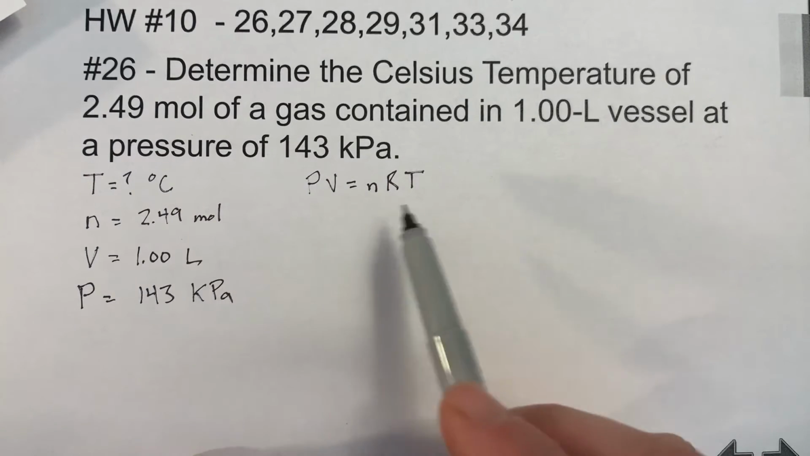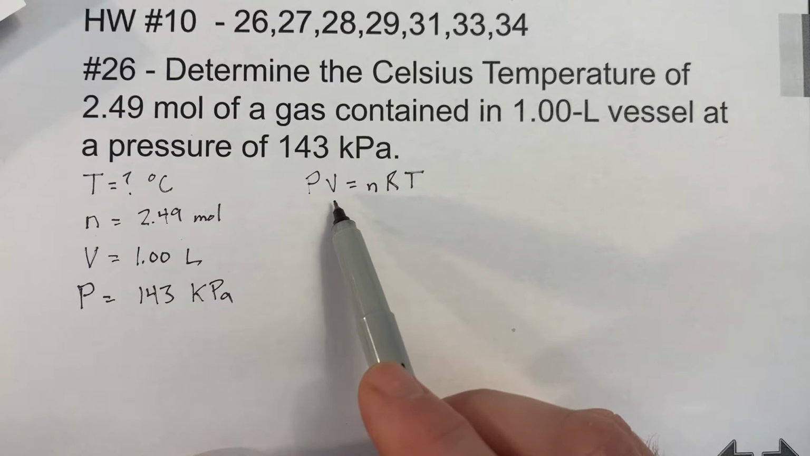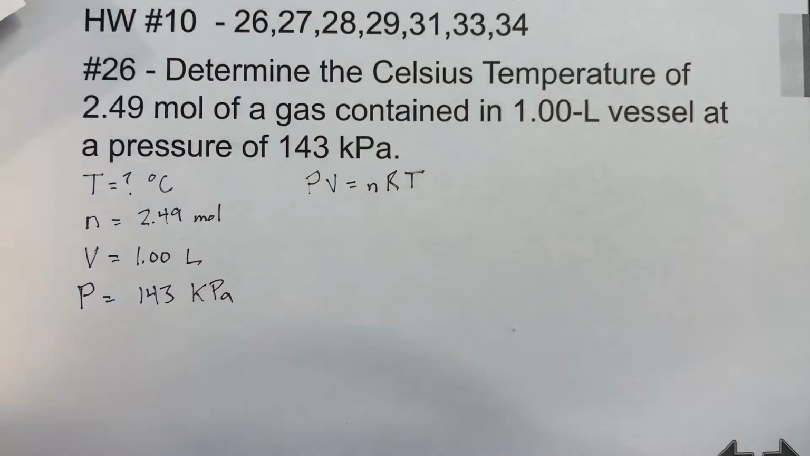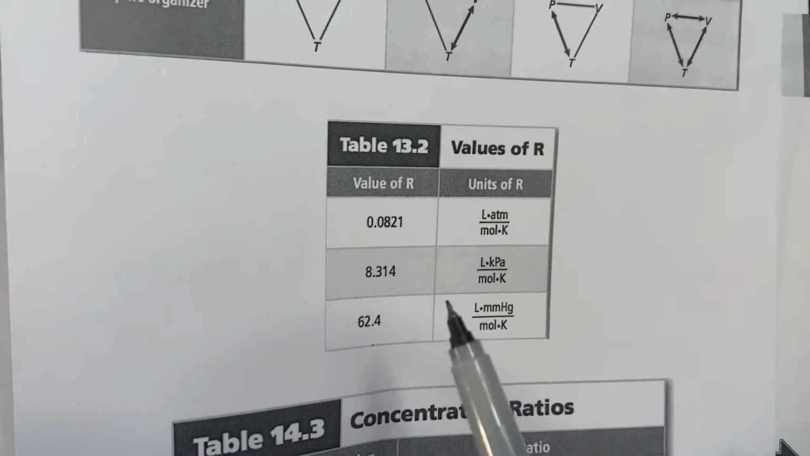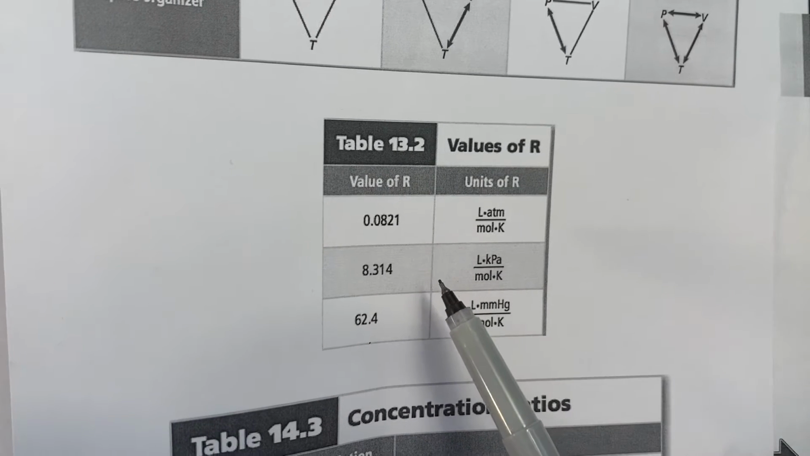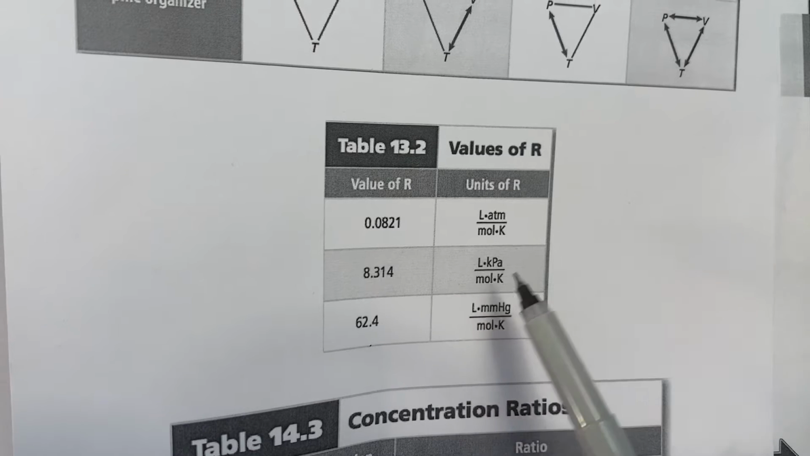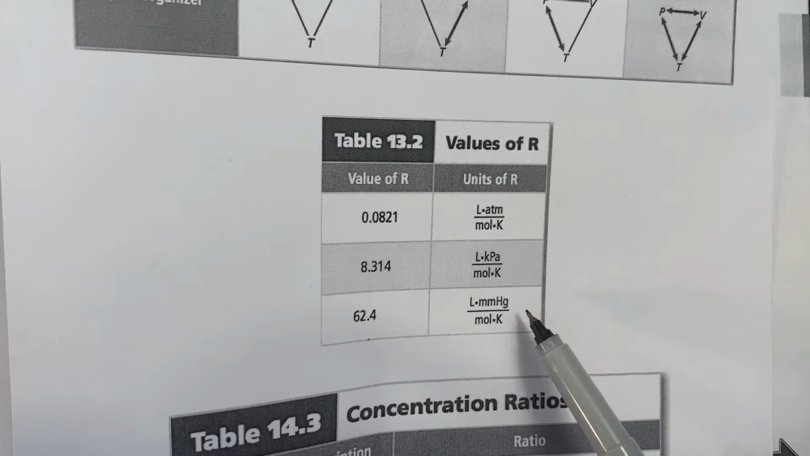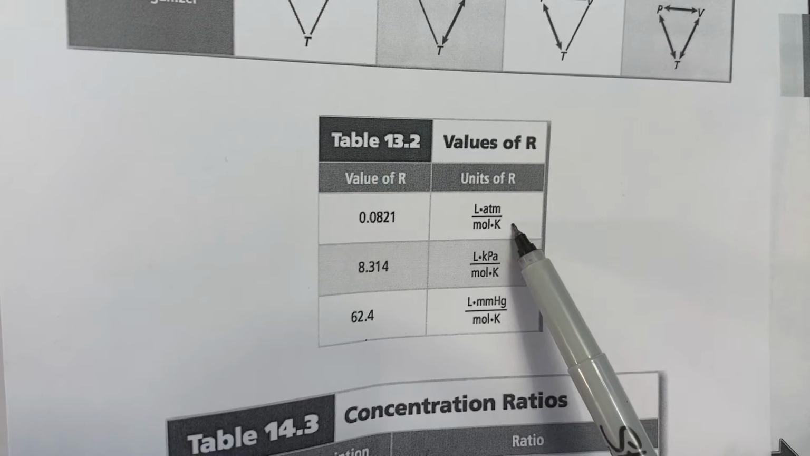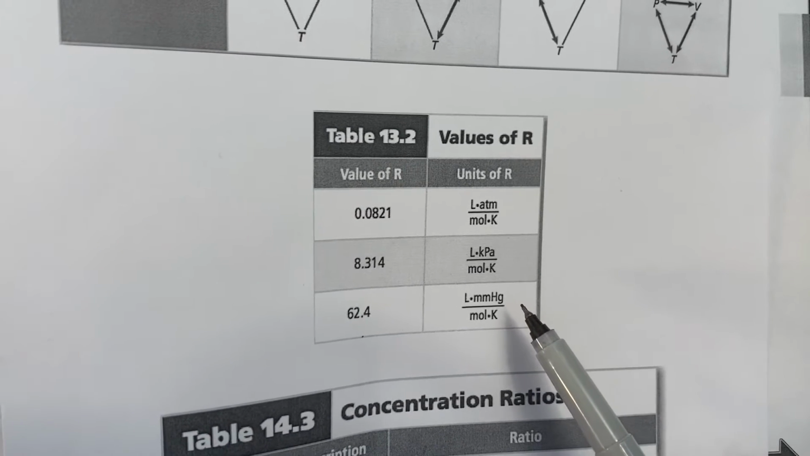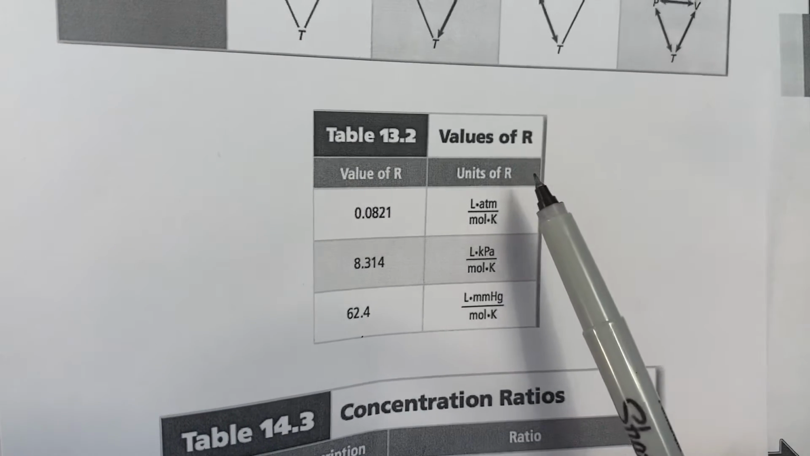PV equals nRT. If I look at this, I've got pressure and volume and moles. I'm looking for temperature, but what's this R thing? R is a constant, but there are three values of R here. You might be asking, which value of R do I use? Notice all of these talk about liters, moles, and Kelvin, but the unit that's different is atm, kPa, and mmHg. Those are units of pressure, so you're going to use the R value that corresponds to the pressure unit you're using.